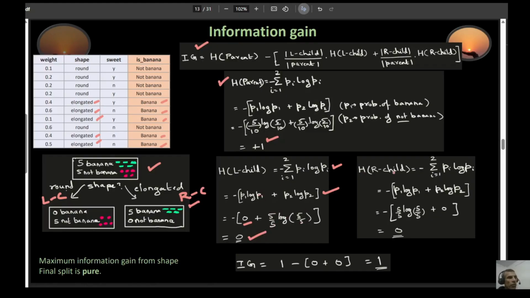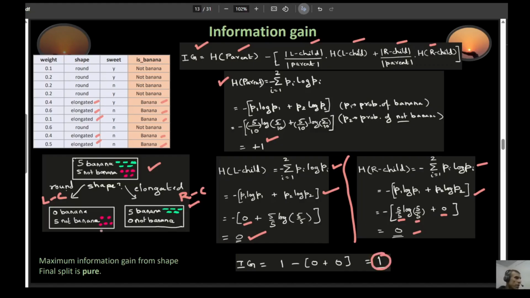Now the entropy of the right child would be given by a similar expression. So in this case, just expand the expression, substitute the value of P1. In this case, P1 would refer to the probability of banana. There are 5 bananas out of the total 5, so it's going to be 5 over 5. Okay, and this would be 0, and the answer would be 0. Put in all these values you substitute, and your answer will come out to be 1. This is your information gain from your shape.